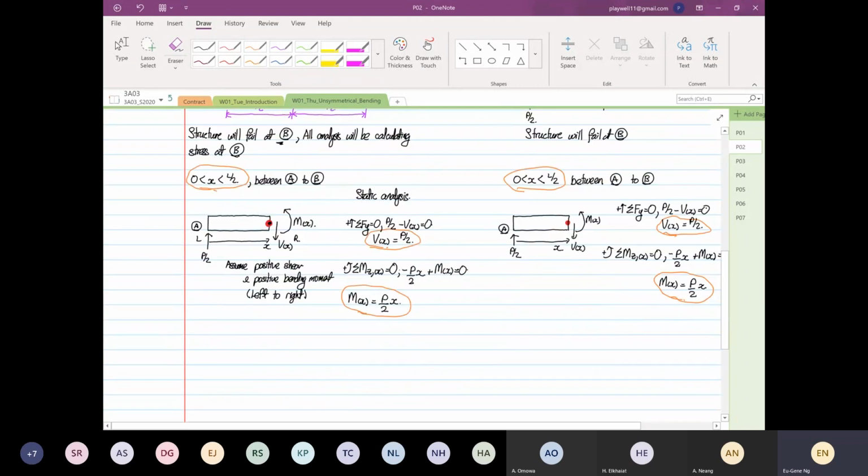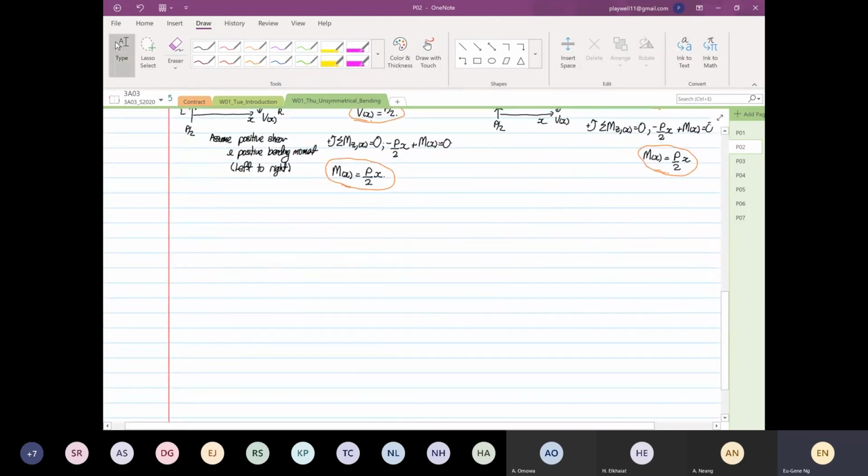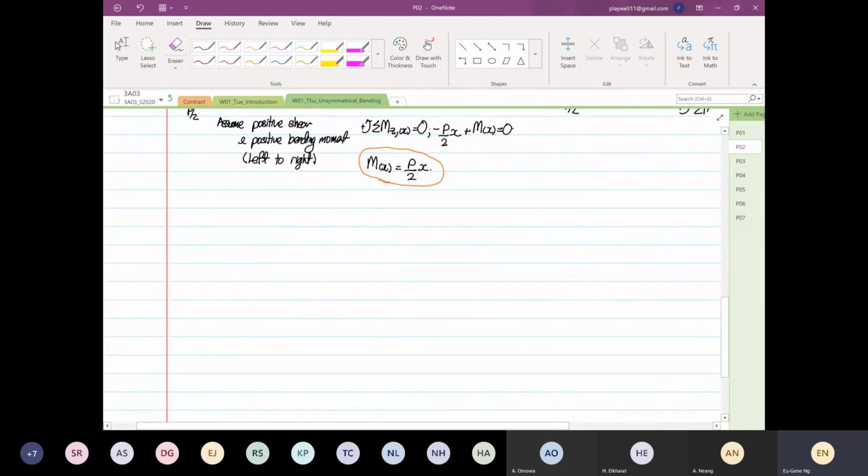Okay. So if we were now to construct our shear force diagram, okay, so our shear force diagram.